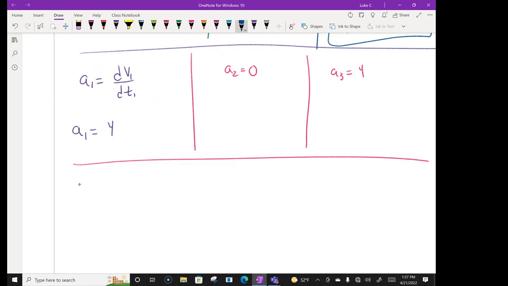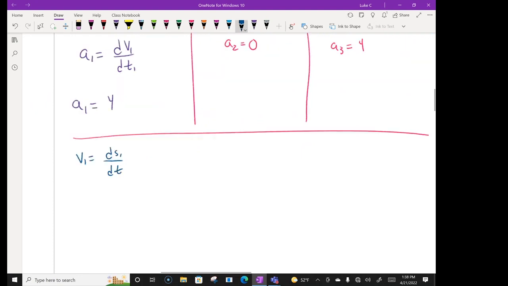So V1 equals dx1 dt, or was it S? Let's use, yeah, S is for rectilinear motion. So what you need to do is, I'm going to put it over here, because you have to integrate. You got to put your limits in correct. So this starts at 0 and goes to S1. This is t from 0 to T1.